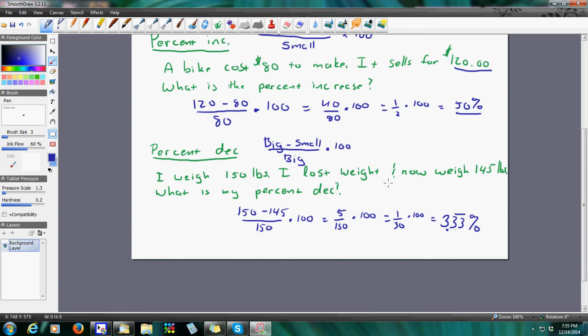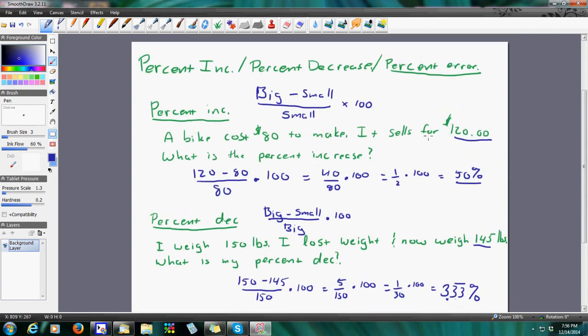If I do 3% of 150, I'd get 4.5. So that makes sense. So 3.3% would probably give me the full 5 pounds. And that's it. I lost 5 pounds. And like I said, 3% is 4.5. 3 1/3% would be 5. That's it. So now I'm going to do my percent error.